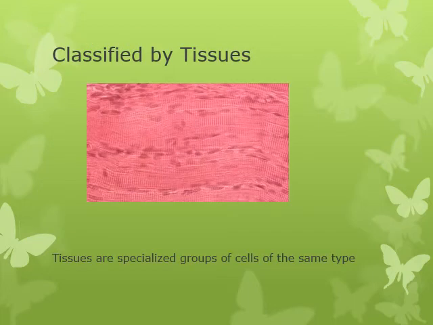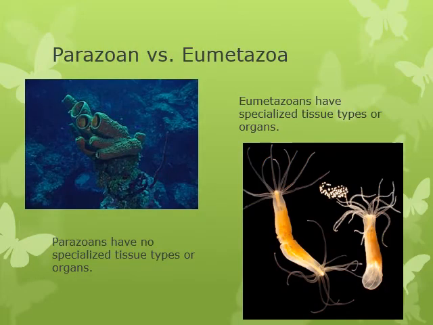They could be classified by tissues. Tissues, like we talked about with plants, are just specialized groups of cells of the same type. So if you have heart cells together, you have heart tissue. Skin cells together make skin tissue. Does that make sense? So parazoans, para means almost but not quite, they have no specialized tissues or organs. They have no cells that are specialized to do things. Their cells are just distributed. Think the choanocyte and the amoebocyte, they hang out together.